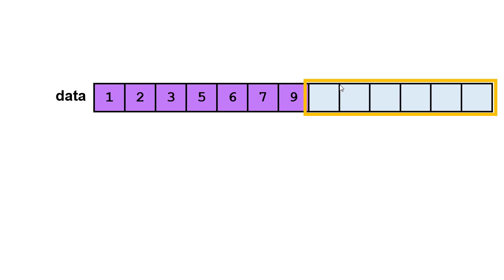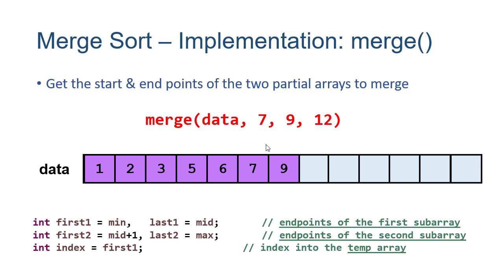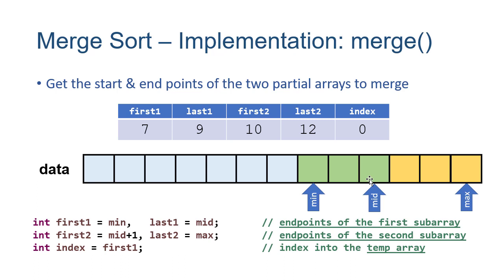Now, so far in this example, we've only seen the first half of the full data array actually be sorted. And we're not always going to start at index 0. So for example, we've still got to sort the second half of data. To sort that second half, remember, we've already sorted the first half, so now we're going to sort from index 7 to index 12, and the midpoint there is index 9. So when we do our merge function, first one will be 7, last one will be 9. First two will be the mid plus 1, which is 10, and last is max, which is 12.